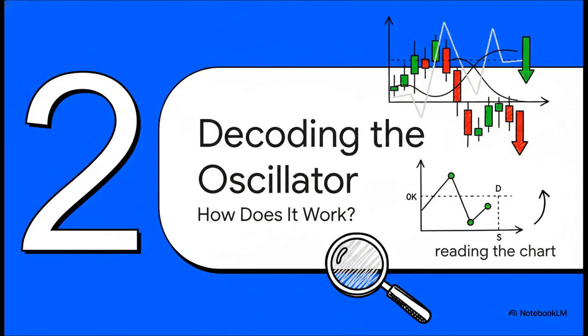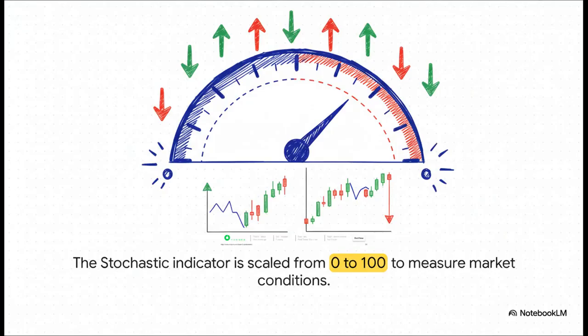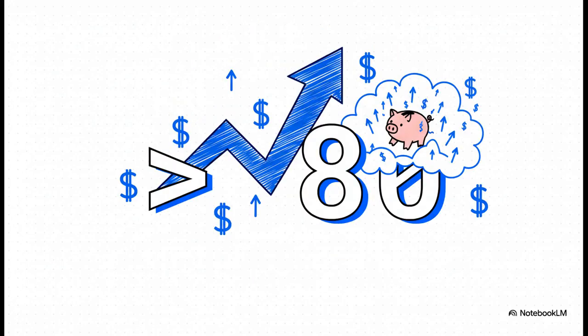So that's the theory. But how do we actually use this in the real world? Let's pull up a chart and get practical. Think of the indicator kind of like a speedometer for market momentum. It's on a really simple scale from 0 to 100. 0 means momentum is basically dead, and 100 means it's at full throttle. But there are two specific levels on the speedometer that we really need to pay attention to. First up, we've got the 80 level.